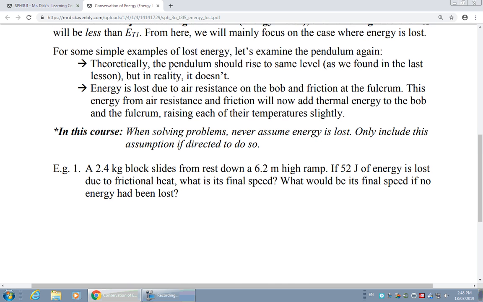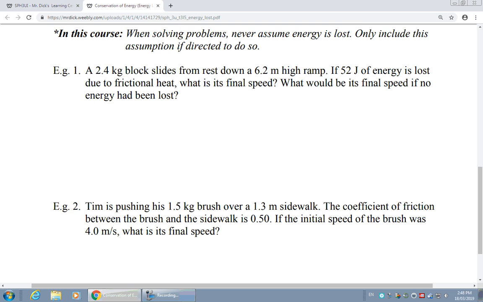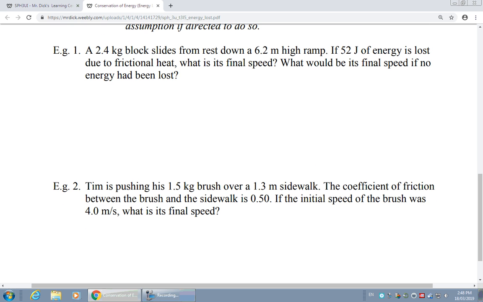But if we are told that some energy is lost, how can we use our new formula to actually solve it? That's where we want to go from here.